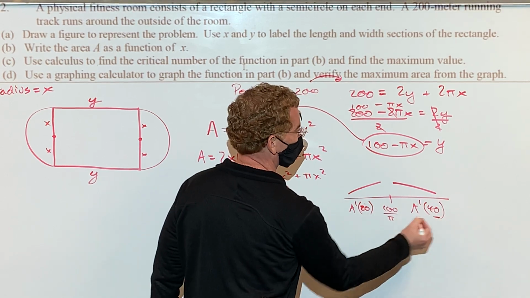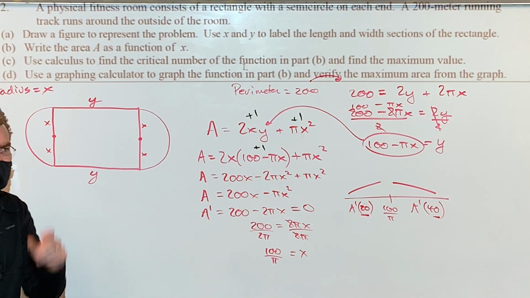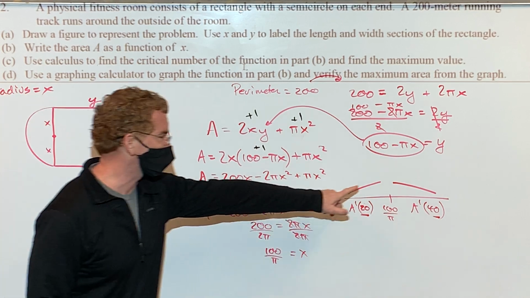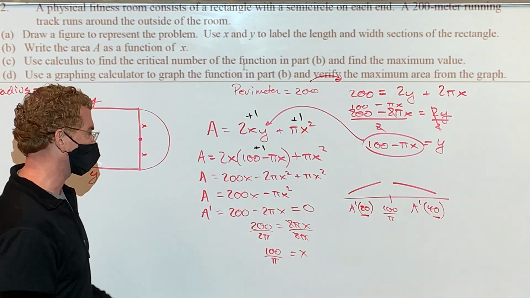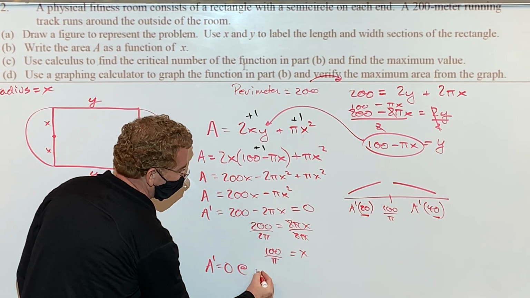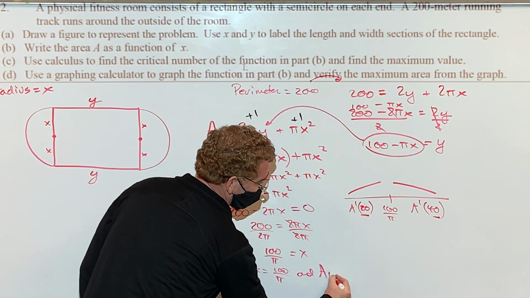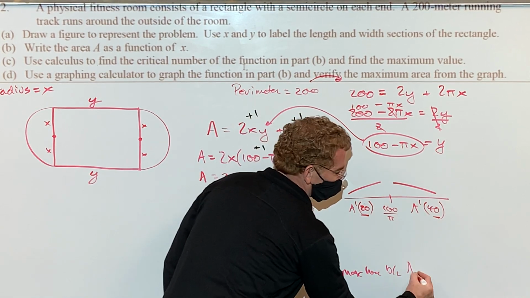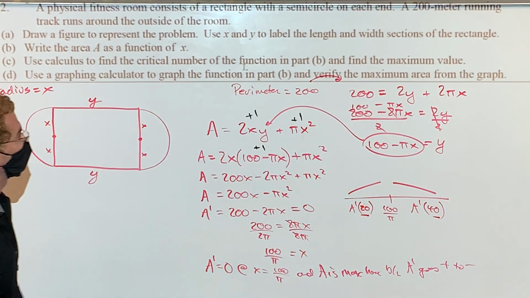Again, pick numbers that you're happy about. You can pick anything that's smaller, bigger. You don't have to be right on either side. We did that only out of convenience. That would be enough for me to know that you checked it and you know what you're doing. But I still want to say the same stuff. I want to say A prime equals 0 at x equals 100 over pi, and A is maximized here because the derivative goes plus to minus. And then answer the question.